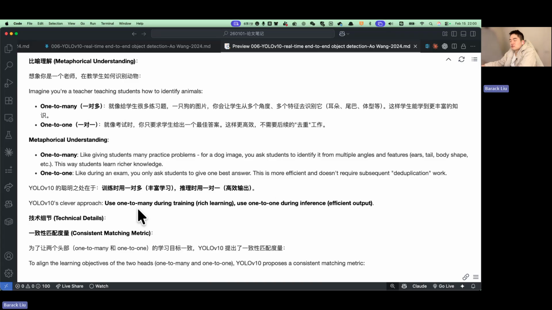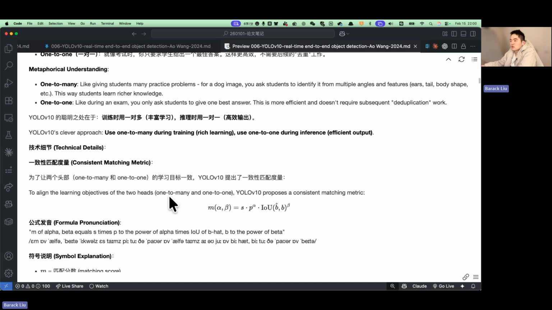YOLOv10's collaborative approach is to use one-to-many during training, which is rich learning, and use one-to-one during inference, which is efficient output. To achieve consistent matching metric, align the learning objectives of the two heads. YOLOv10 proposes a consistent matching metric.